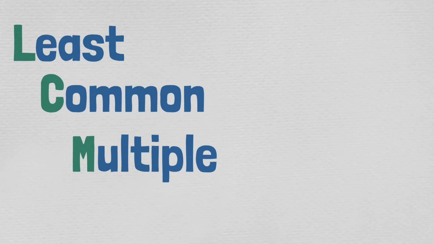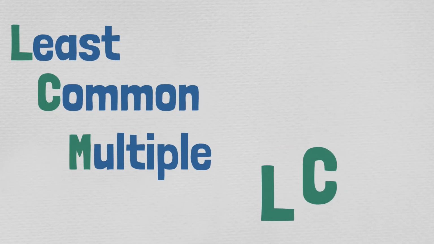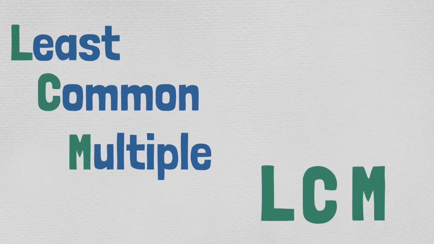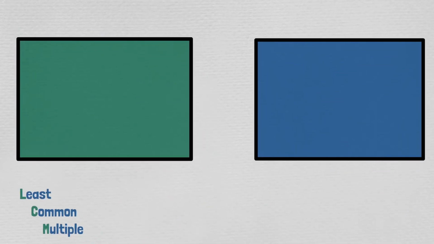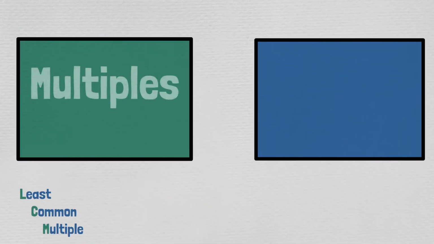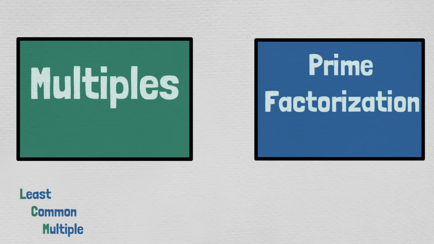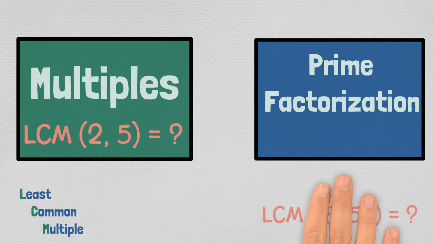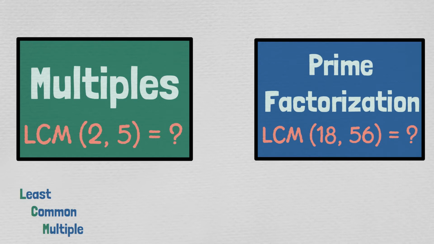In today's video, we want to talk about least common multiples, or LCM for short. We will show you two different ways of calculating an LCM. The first one uses multiples and the second one uses prime factorization. Using the multiples method comes in handy when we work with smaller numbers. However, when the numbers are large, it would be best to use the prime factorization method. So let's get started.